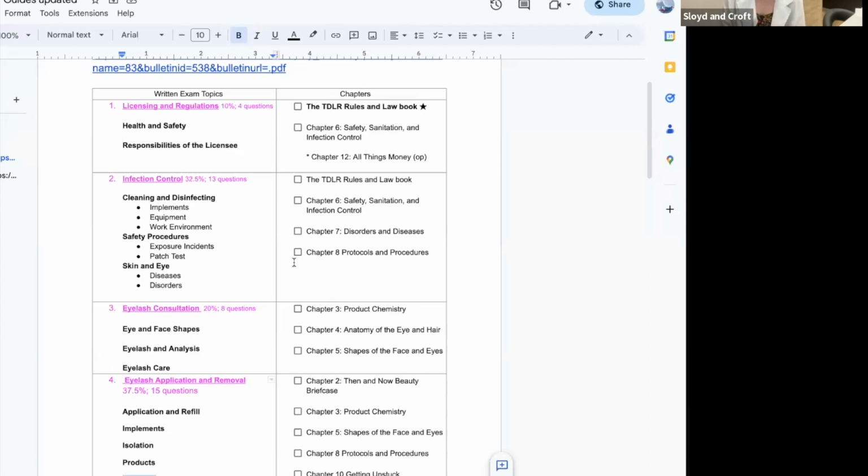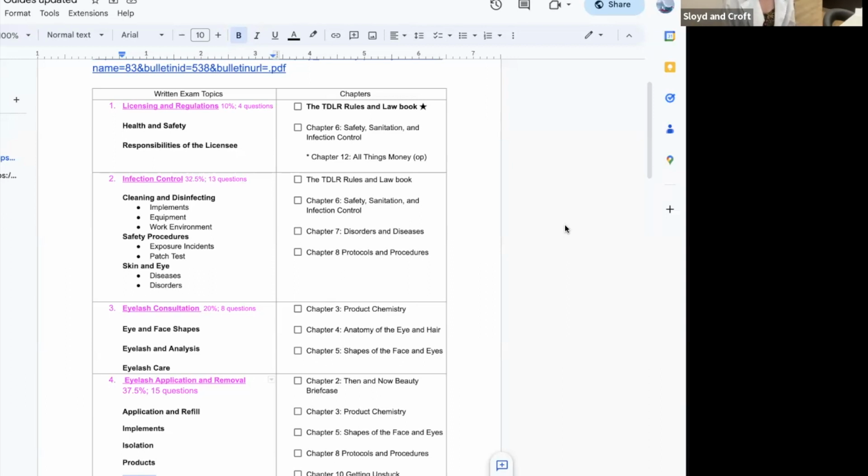The next chapter that we have is chapter 10. This is getting unstuck. In this chapter, it talks about getting unstuck, stopping eye twitching, better retention, troubleshooting, and frequently asked questions. So some of the questions that you might see on the test are, what would you do if this happened? They are more of those real life scenarios, and then it's choose which one fits best for that scenario. It's not a right or wrong answer. It's which one works best for that situation.